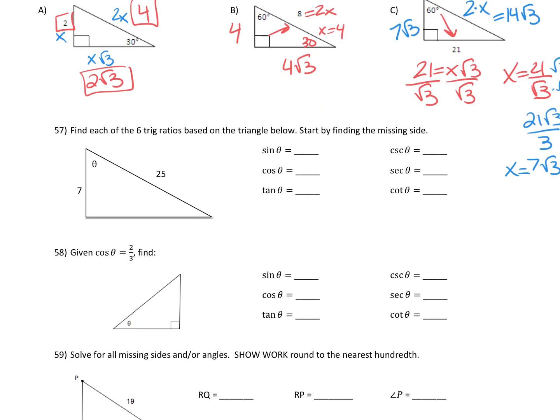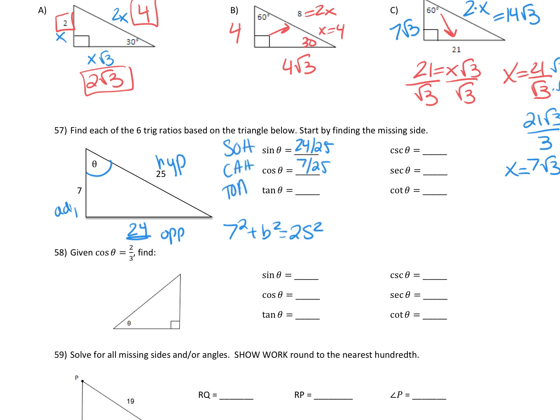In this one, we need to find this missing side first. So I'm going to do 7 squared plus b squared equals 25 squared. And I'm going to get that this is 24. So if this is my angle, this is opposite, adjacent, hypotenuse. So sine would be 24 over 25, and then we have 7 over 25, because this is SOHCAHTOA, opposite over hypotenuse, or adjacent over hypotenuse, and then these are all our reciprocal functions, so they're just going to be the reciprocal of each of these.